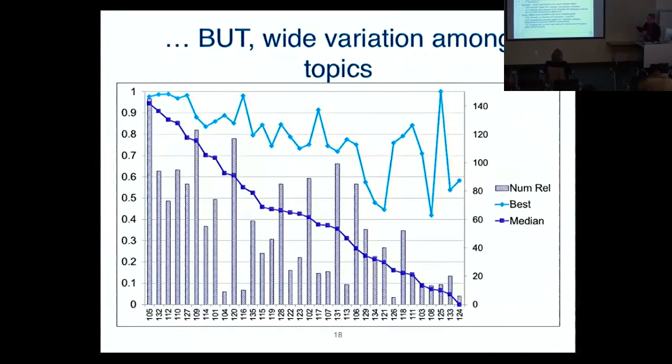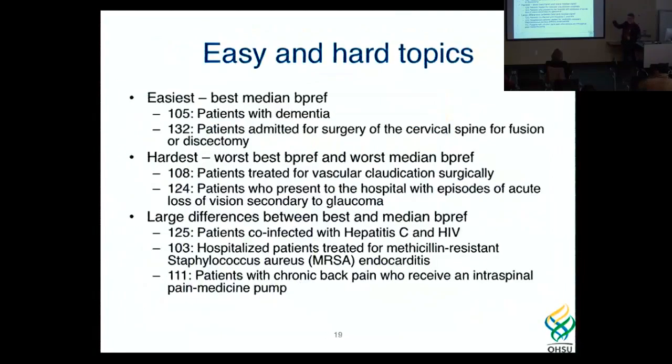So to give you an idea of the kinds of things that these topics actually searched on, and also to group them: some of these topics were easy, and almost every group did really well. So for whatever reason, the top two, patients with dementia and the one for cervical spine surgery, were relatively easy in the sense that everyone did well.